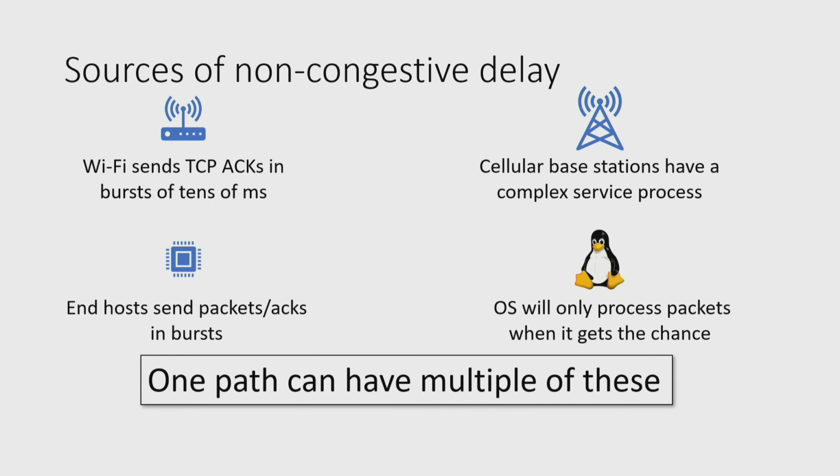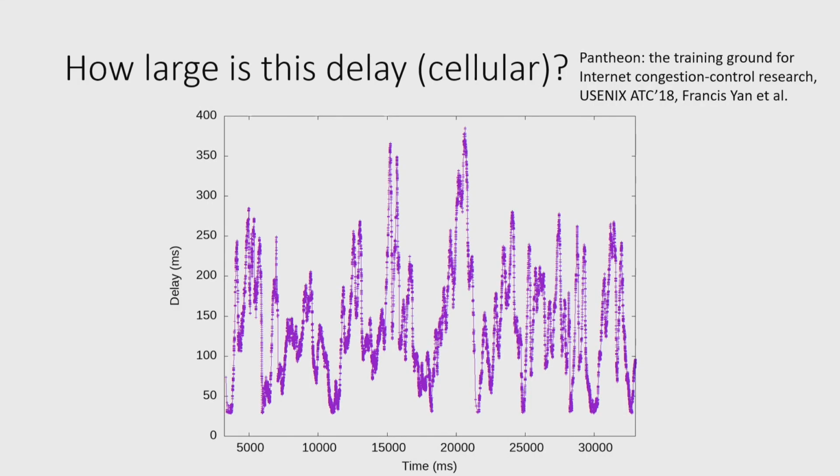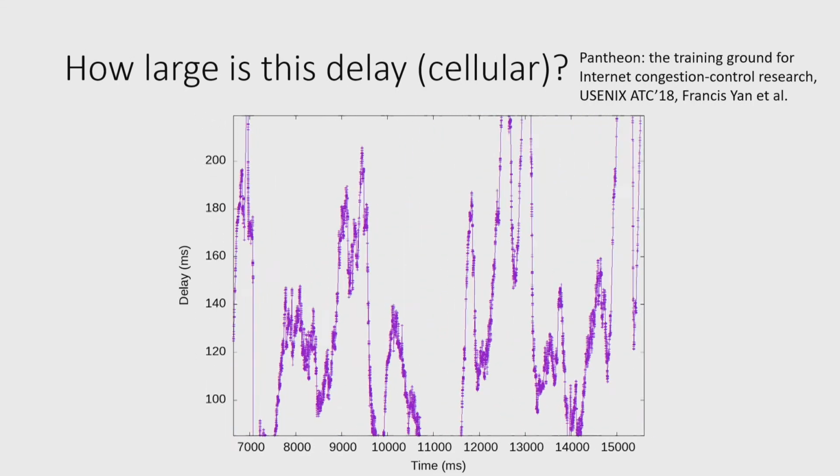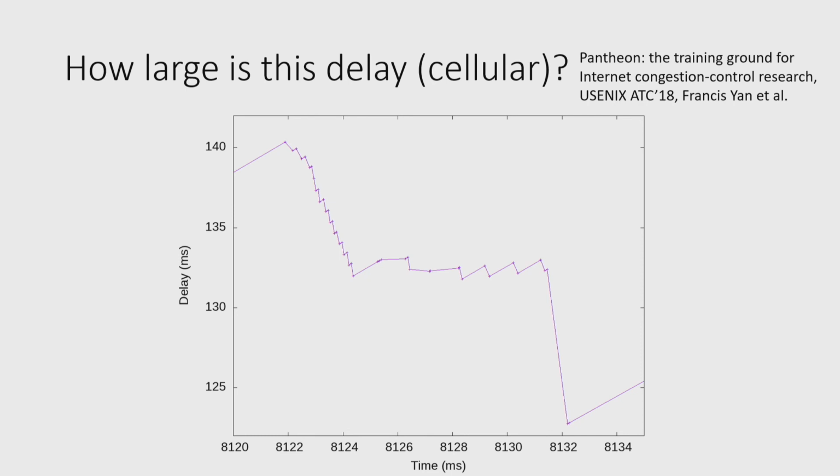So even if we build models that can understand and distinguish one of these effects, the fact that there can be multiple on the same path makes things difficult. Let's look at an example. This is a cellular link between Stanford and AWS California, taken from the Pantheon project. And as we can see, there is a lot of delay variation, partly because of link rate variation. So the y-axis is the delay experienced by a packet, and the x-axis is time when the flow is running BBR.